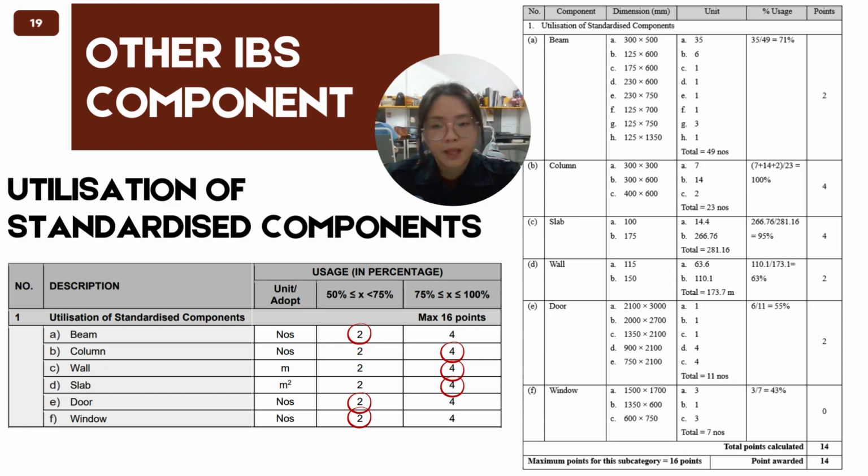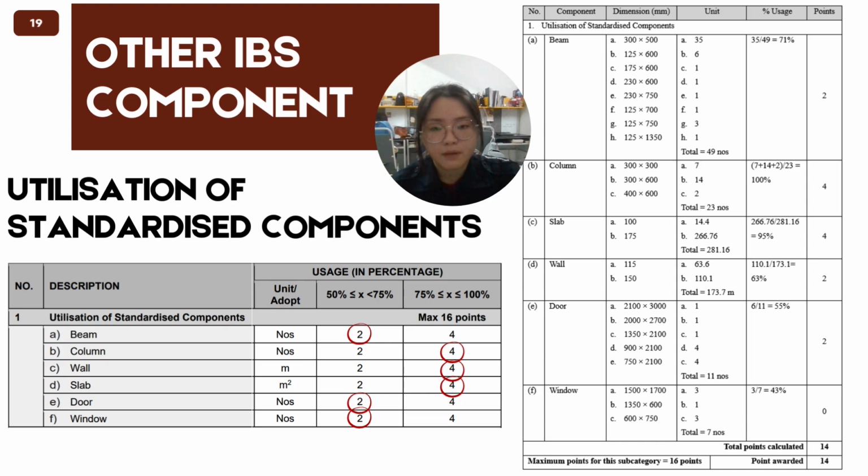Thus, for beam, the standardization is set to 71% and obtains a point of 2. For column, there are 3 dimensions. All of the dimensions are standardized. Thus, 100% of the column is using standardized components. Thus, the point obtained is 4.